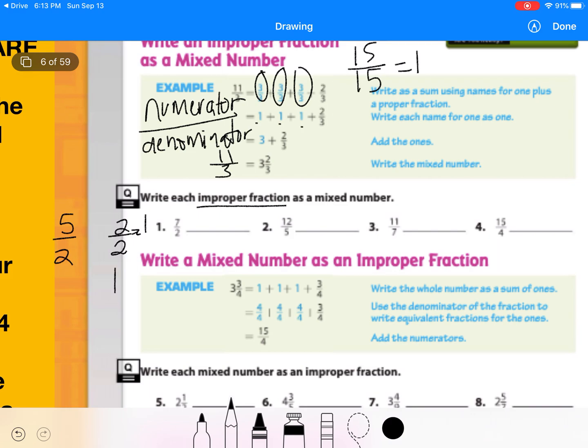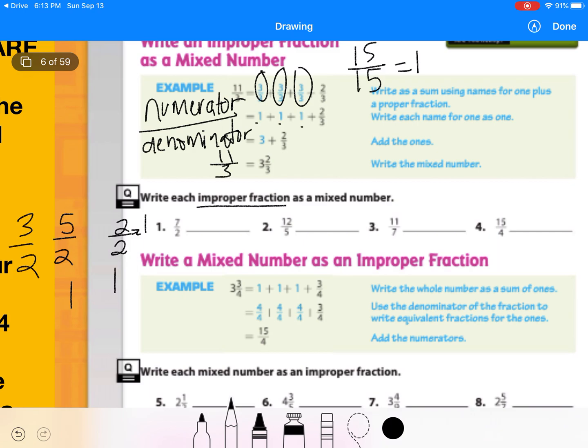So if we take out 2 more, we have a whole and we're left with 3 halves. I know I'm writing this backwards on this keynote, but during our Google Meet, I will be sure and not do this. However, I'm just making this very quickly, so please be understanding.